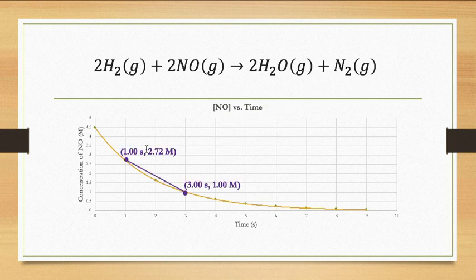Great. So let's take 2 points, just like we did with our baseball example. We've got an initial time of 1 second. Initial concentration of NO is 2.72 molar. We've got our final point here, right? 3 seconds and 1 molar.